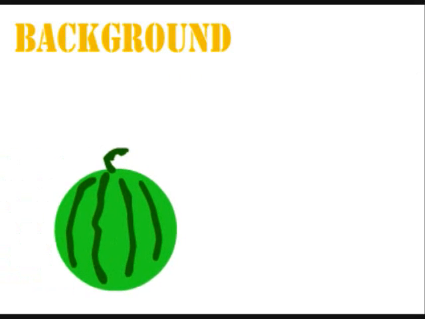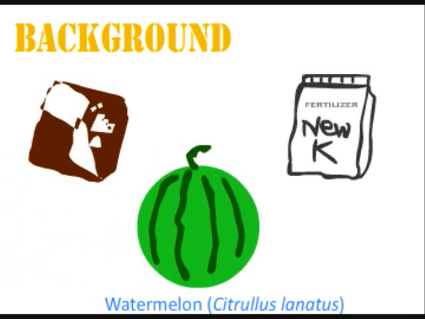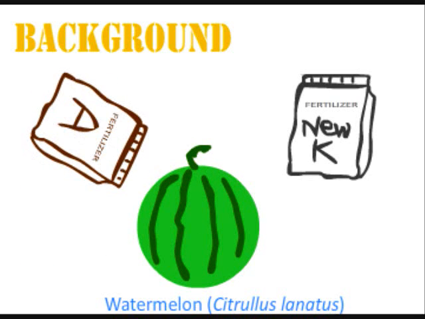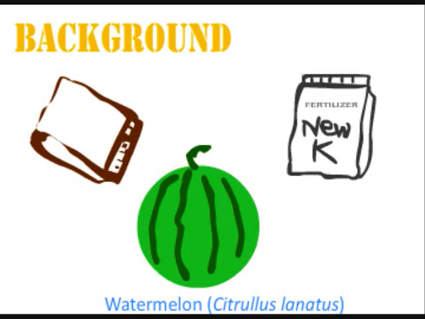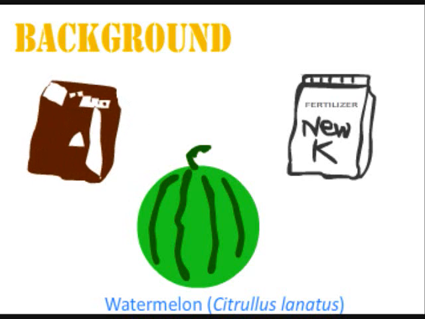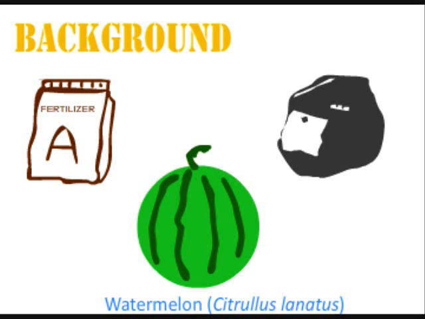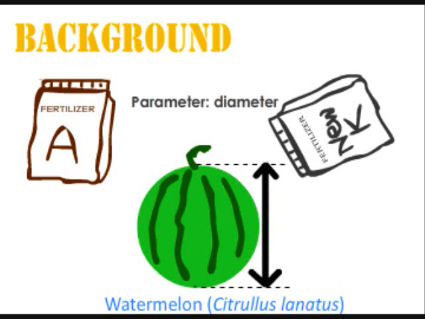In this project, we grow watermelons. We have two fertilizers. The first one is A, which is currently widely used by farmers. The other is K, which is newly developed. We are comparing the performance of the two fertilizers.